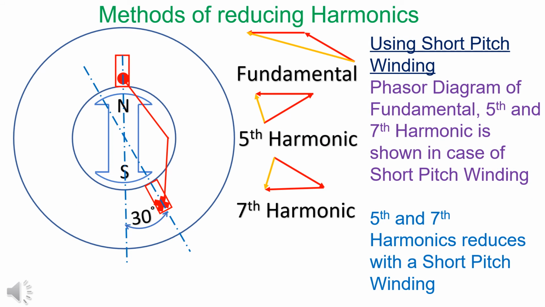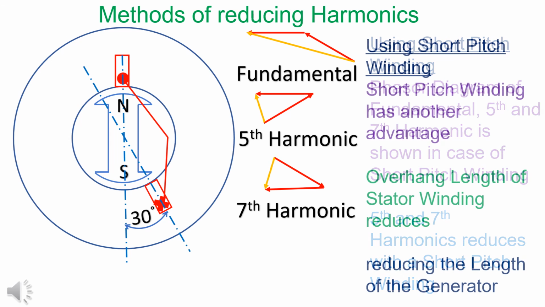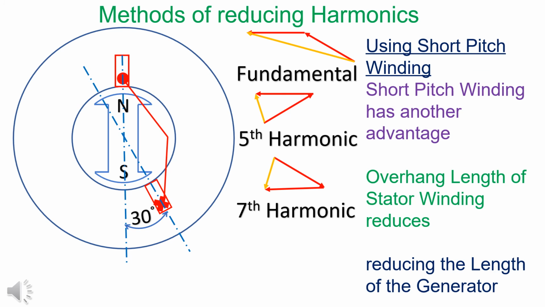Phasor diagram of the fundamental, fifth and the seventh harmonic is shown. As seen, the fifth and the seventh harmonic reduces with the short pitch winding. The short pitch winding also reduces overhang length of the winding, reducing the length of the generator.